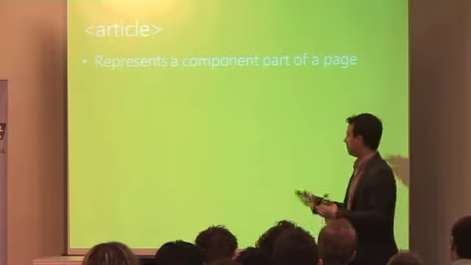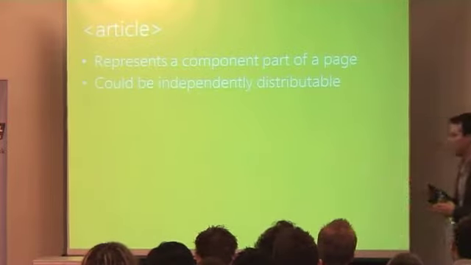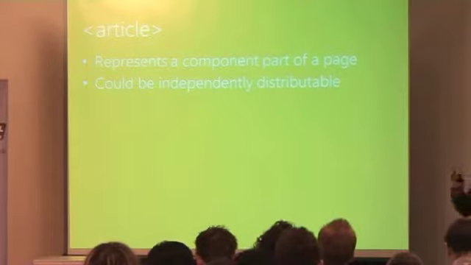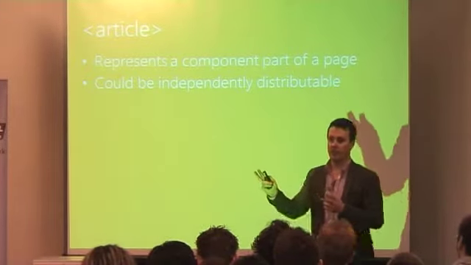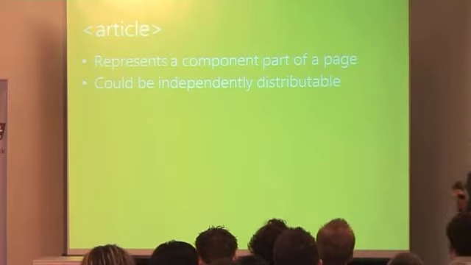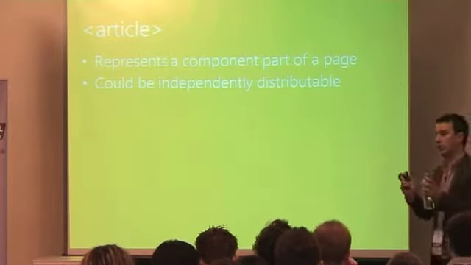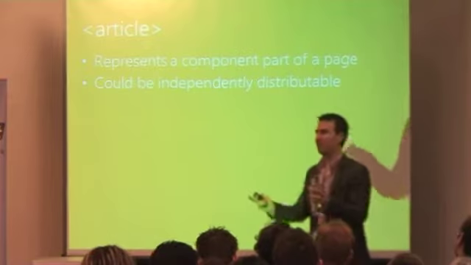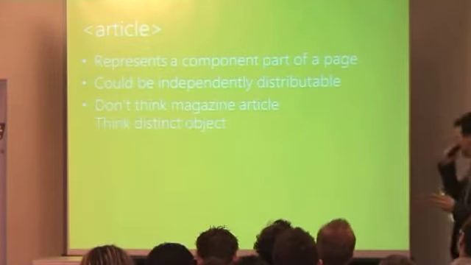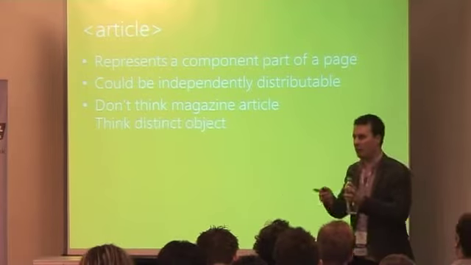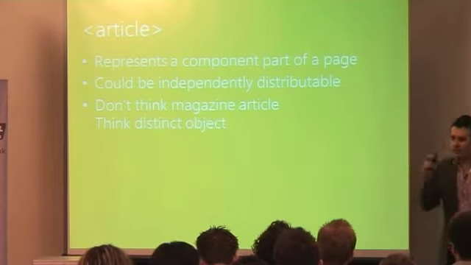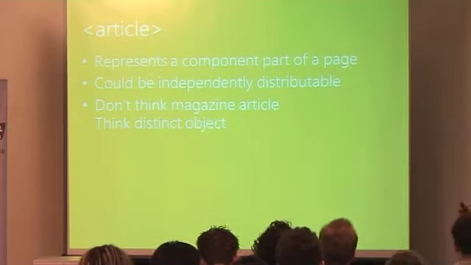So an article, think about a piece of content which you would distribute externally. So a piece of content which you could put in an RSS feed. So anything which is a distinct object on your page which you may distribute, even if you don't distribute, should be wrapped in an article tag. But don't think of it as a magazine article, because it could be anything. It could be a video. Think of it as a distinct article, a distinct object.